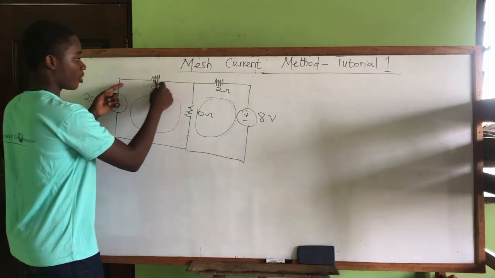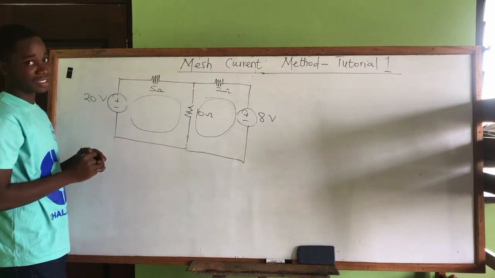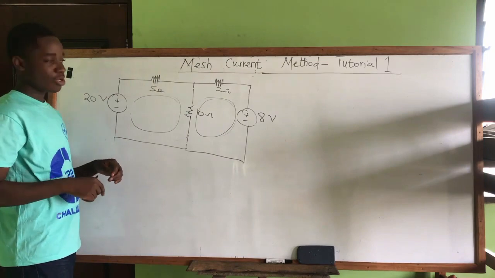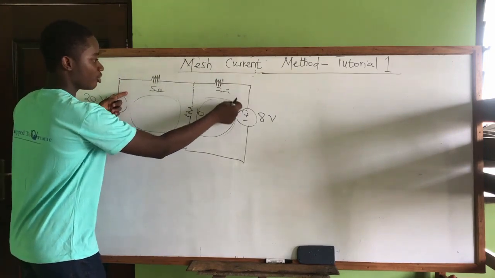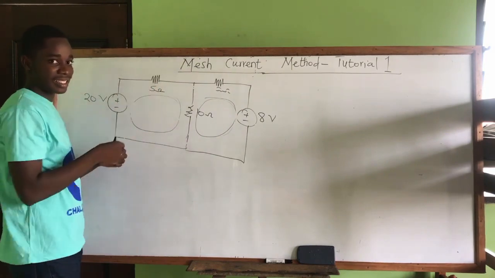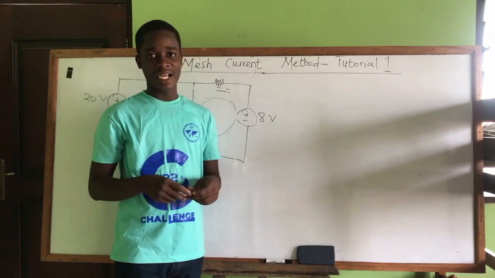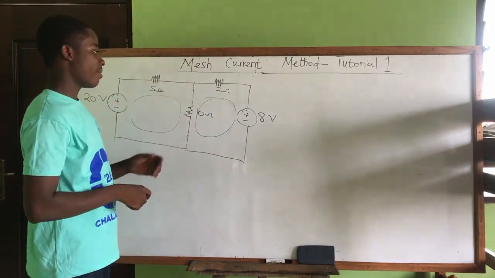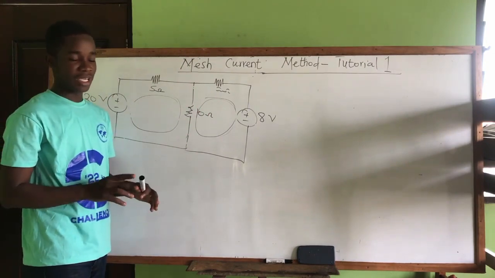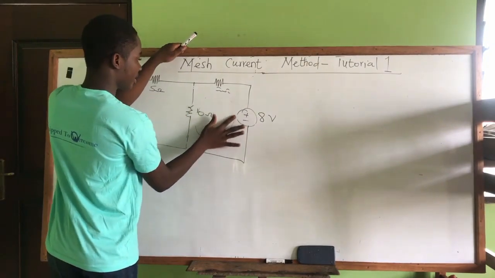I have this whole portion of the network here as another loop, but it is not a mesh, because a mesh shouldn't contain any other loop in it. So if I consider all of this portion to be a mesh, it means it is containing another loop, this portion, inside it. So we say a mesh is a loop which does not contain any other loop. So in this diagram, I can say we have 2 meshes, but then 3 loops. I hope you get it. So let's see how we can use the mesh current method.